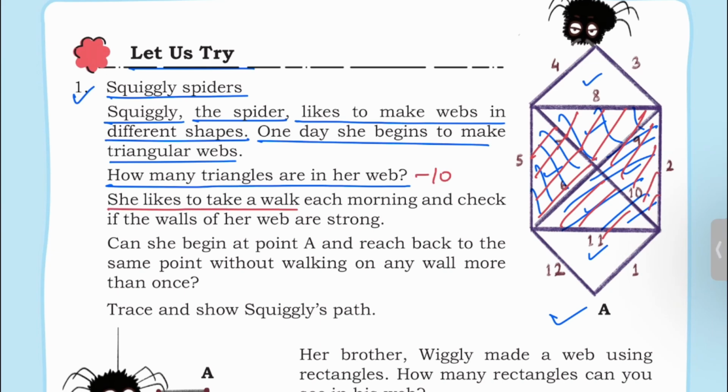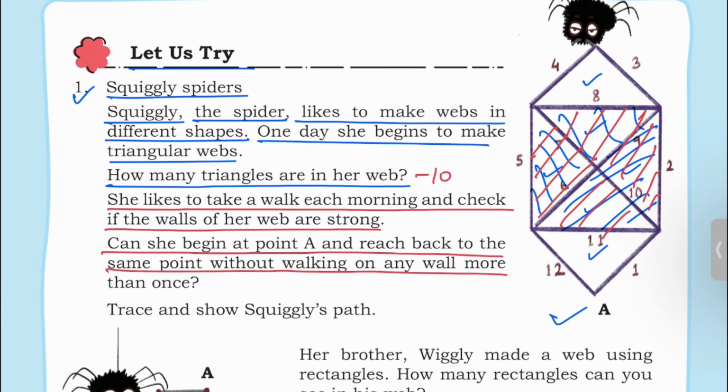She likes to take a walk each morning and check if the walls of her web are strong. Can she begin at point A and reach back to the same point without walking on any wall more than once? The answer is yes. Let's try how.